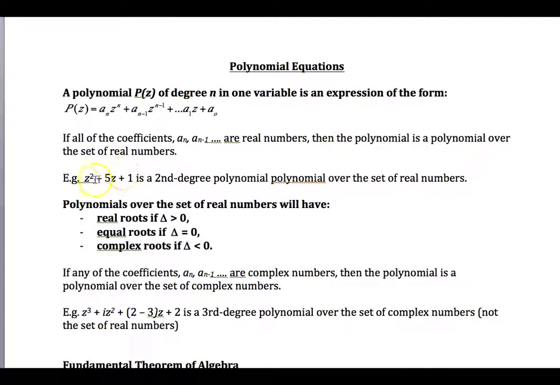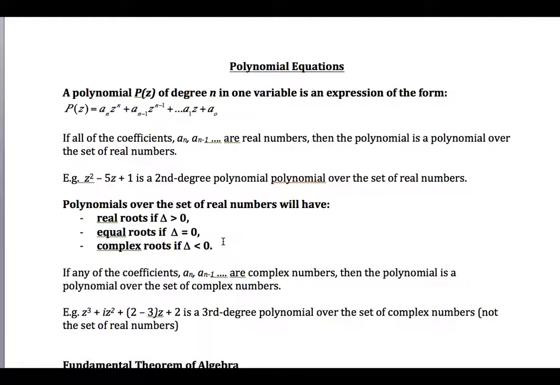It's over the set of real numbers because all the coefficients of the z terms and the constant term, basically your a, b, c. You know how it's ax squared plus bx plus c for a quadratic? A quadratic is a type of polynomial. So this is a second degree polynomial over the set of real numbers.